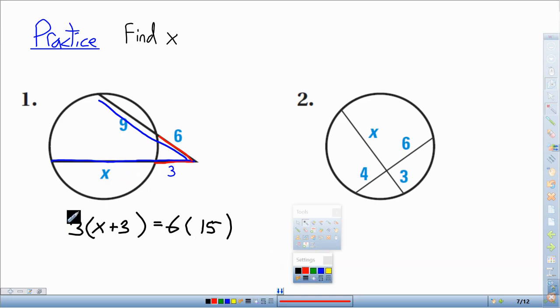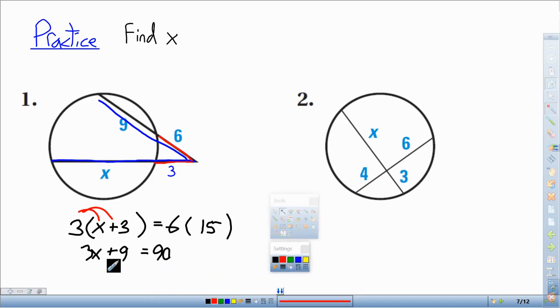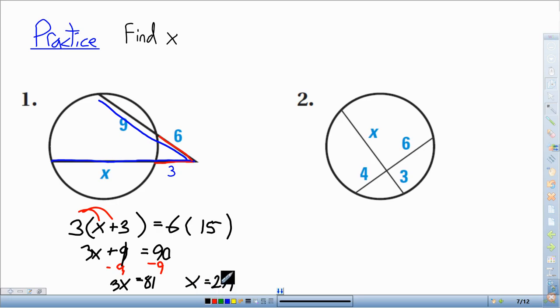Okay, so let's go ahead and just do this real quick. 3 times x is a 3x, 3 times 3 is a 9. Over here, 6 times 15 gives me 90. All right, and then just a two-step equation, subtract 9, and then we'll divide by the 3. All right, so it looks like we're getting 3x equals 81. And let's see, 81 divided by 3 is going to get me 27. So I'm just going to put it off to the side here. X equals 27. Okay, so there's number 1. Let's take a look at number 2.